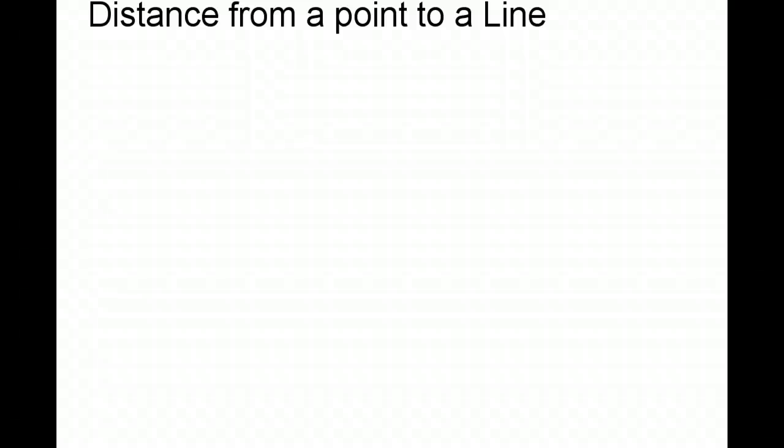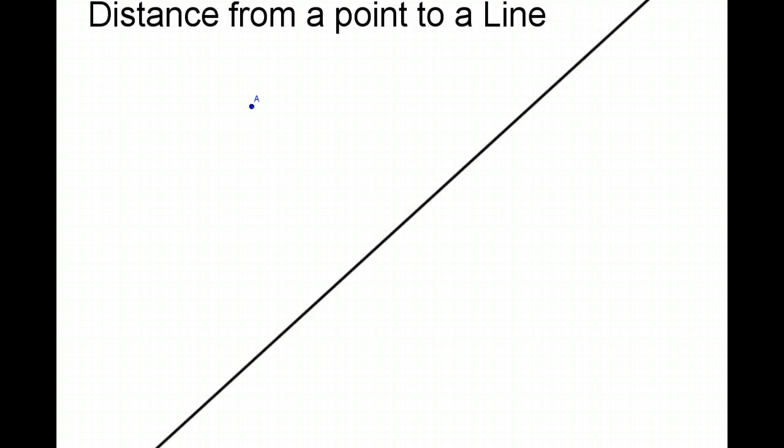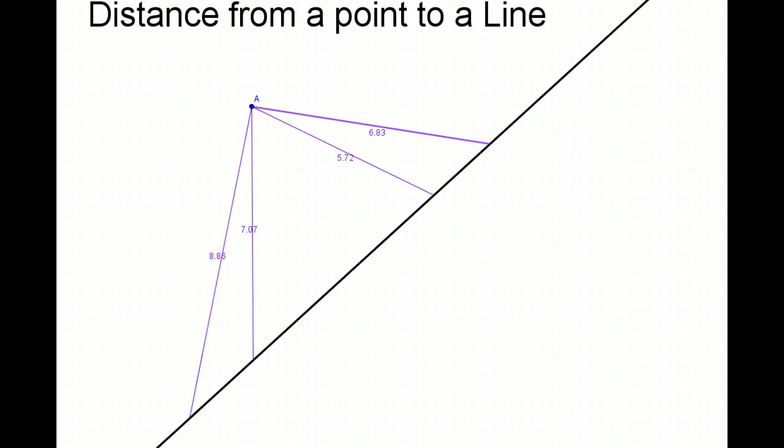Alright class, today we're going to be talking about the distance from a point to a line. Now let's say we just have a random point and a random line, and we want to see how far this point is from that line. From what we talked about in the last videos, you could draw line segments from the point to the line and measure that line segment to figure out how far away the point is from the line.